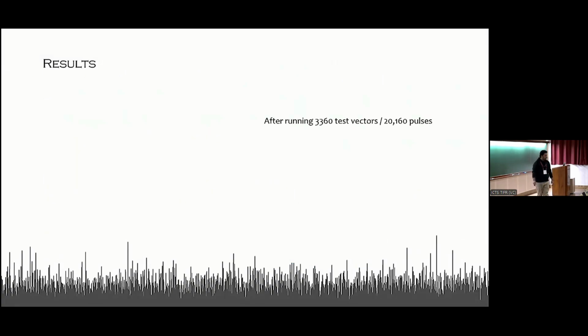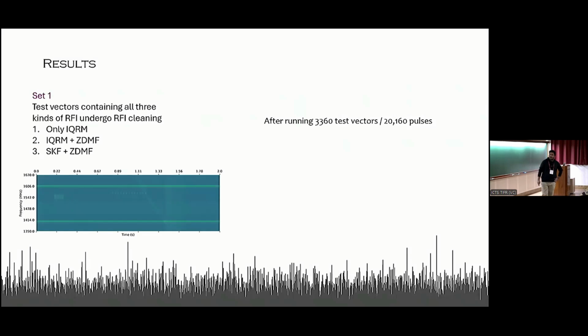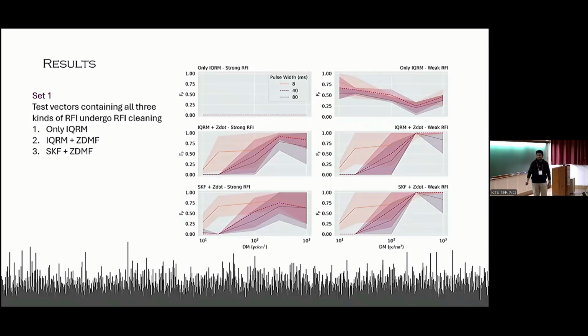For results, I think I'm exactly on time. After running 3,360 minutes of data, or say 20,000 pulses, we have 3 different sets, 3 different kinds of results. For set 1, we used IQRM only, IQRM and ZDMF, and SKF and ZDMF, so that we have good coverage of broadband and narrowband RFI removal algorithms. And we got something like this.